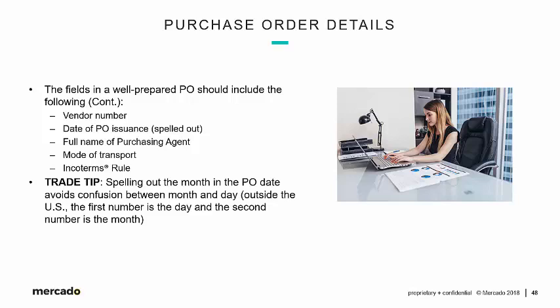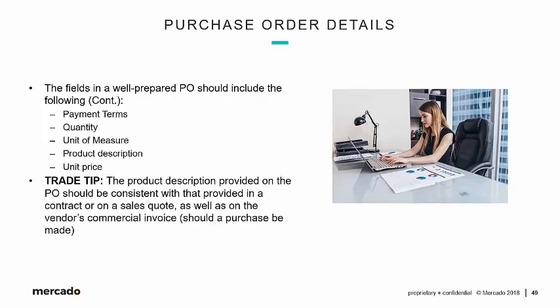And as a trade tip, again, we will summarize. Spelling out the month in the PO date avoids confusion between month and day. Outside the U.S., the first number is the day and the second number is the month. Pay attention to that. Things can go awry from something as simple as a misunderstanding about dates.